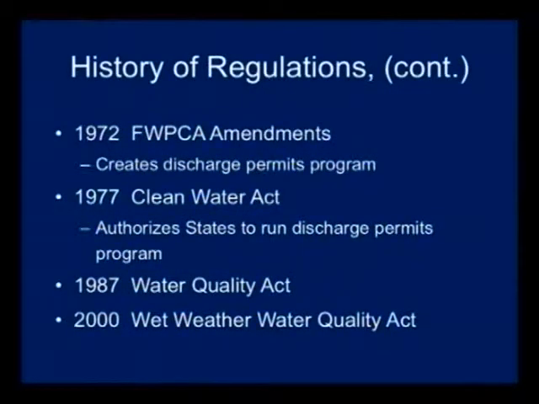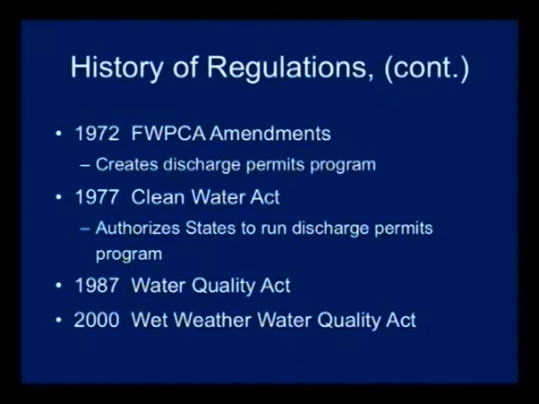The bulk of the regulations that control what goes on in the United States today came in 1972 in the Federal Water Pollution Control Act amendments. The big thing of that is where the discharge permit program was created. At that point, based on the Clean Water Act amendments, you could not discharge from a point source into a surface water without a permit controlling the quantity and quality of what you discharged.